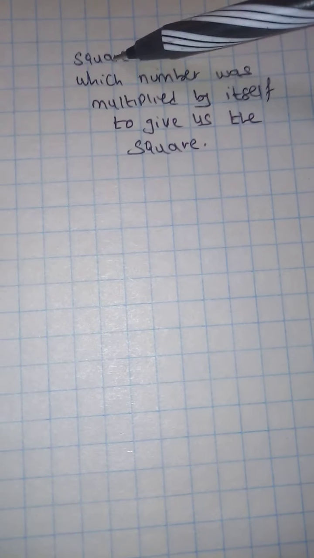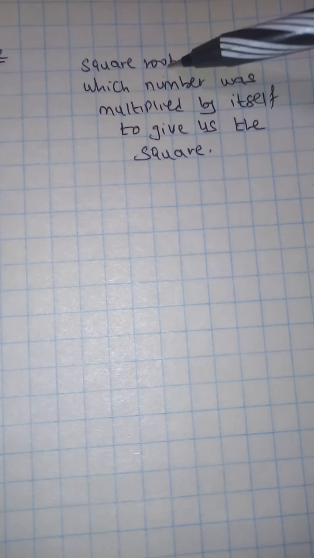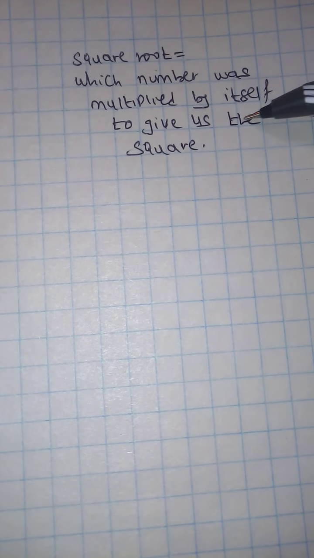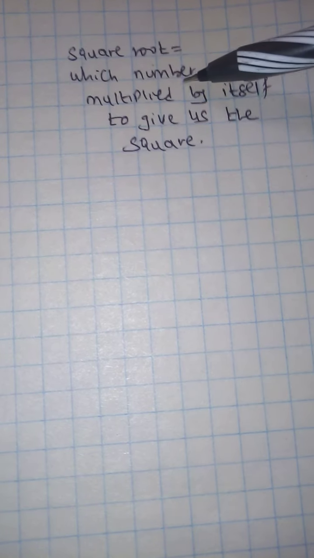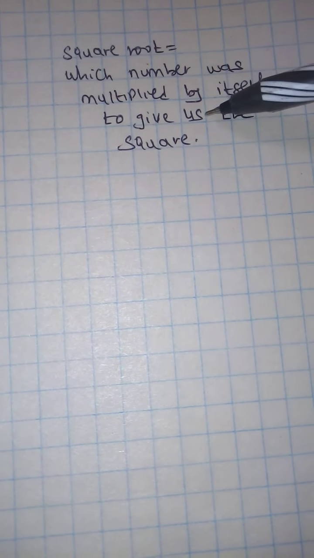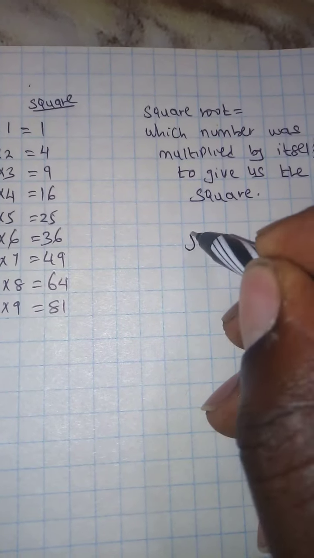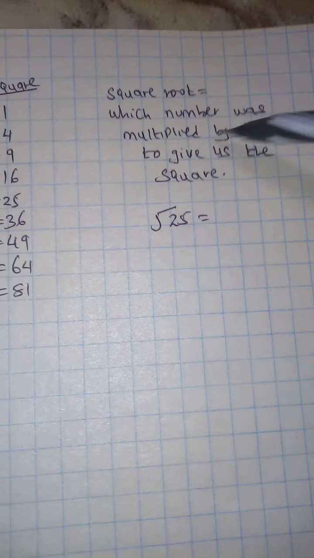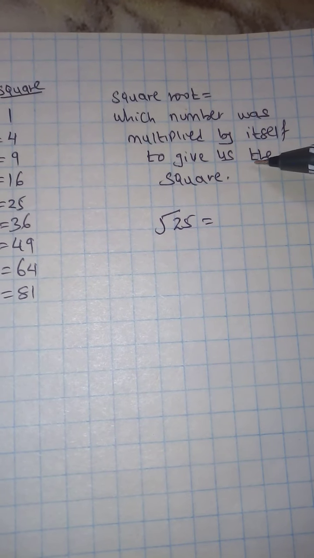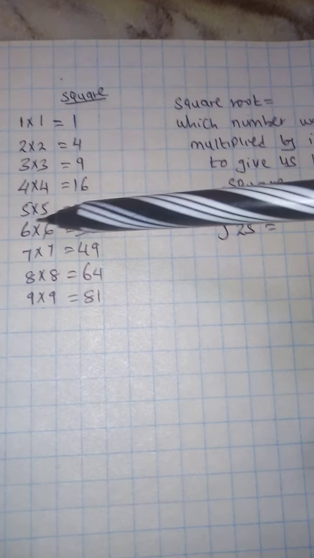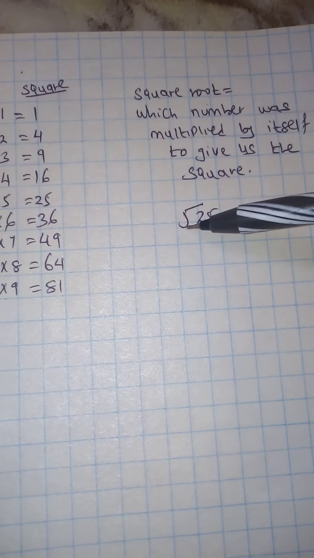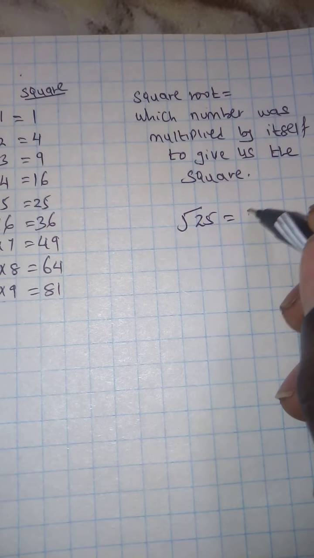And when we talk about the square root, we want to ask ourselves, which number was multiplied by itself to give us the square? The square root is which number was multiplied by itself to give us the square. For example, what is the square root of 25? We want to ask ourselves which number was multiplied by itself to give us 25. In our case here, we know that 5 times 5 gives us 25. So the square root of 25 is equal to 5.